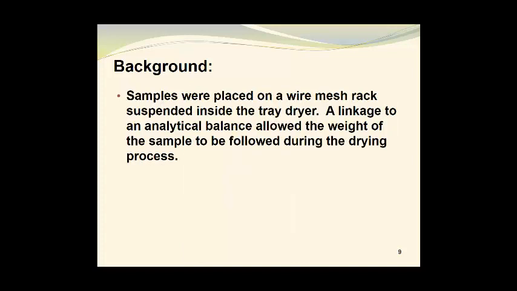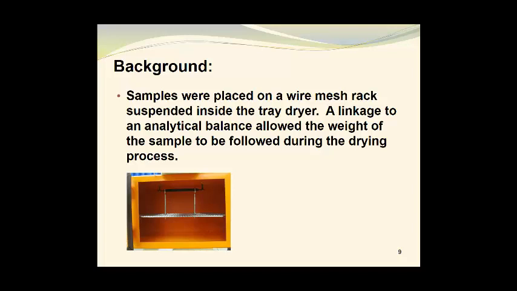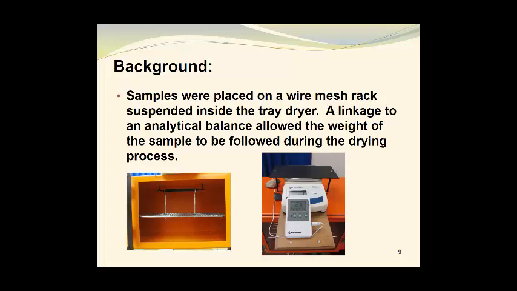Samples were placed on a wire mesh rack suspended inside the tray dryer. A linkage to an analytical balance allowed the weight of the sample to be followed during the drying process. And here you can see the wire mesh rack suspended from a knife edge that is in turn connected through this linkage to an analytical balance on the top of the dryer. I've also got a digital thermometer there for monitoring air temperatures, and the small stones that you see on the left were simply placed there to prevent that wire from becoming entangled with the linkage down to the rack inside the dryer.